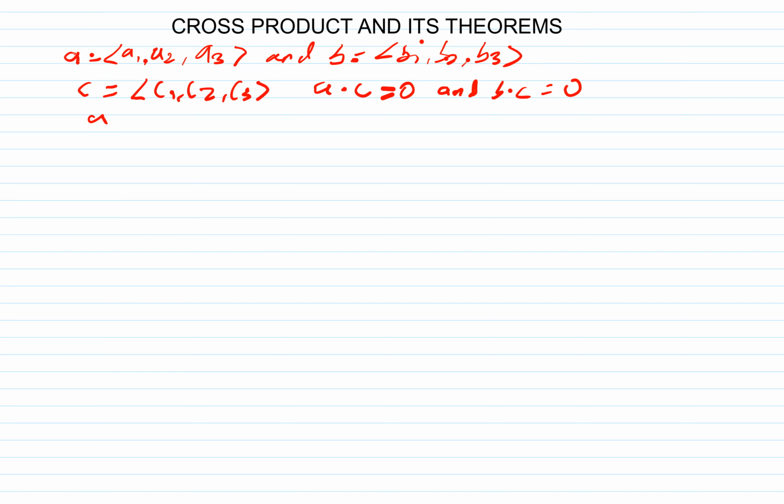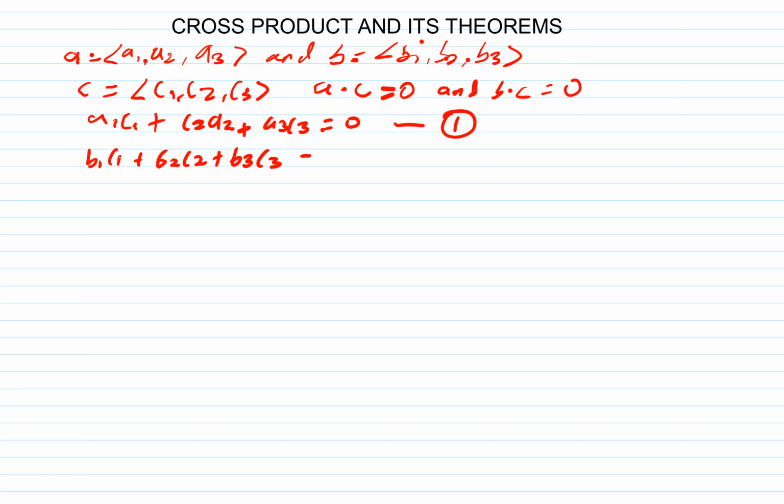So a1 c1 plus a2 c2 plus a3 c3 should be 0. Let me name this equation as equation 1. Another equation is b1 c1 plus b2 c2 plus b3 c3 should also be equal to 0. I'll name this equation as equation 2.